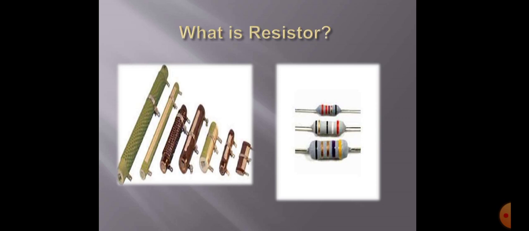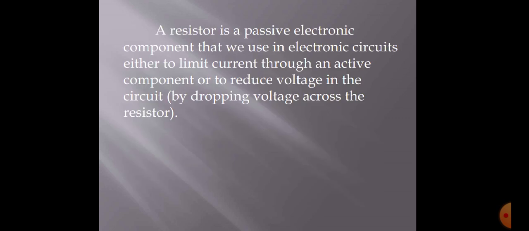On your screen you can see the pictures of different types of resistor. The resistor is an electronic component which provides a specified amount of opposition, that is resistance, to the flow of current. The value of resistor is called resistance and it is denoted by R. The unit of resistance is ohm. So this resistor is basically used to generate opposition or resistance to the flow of current.